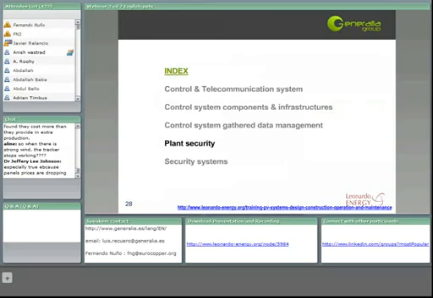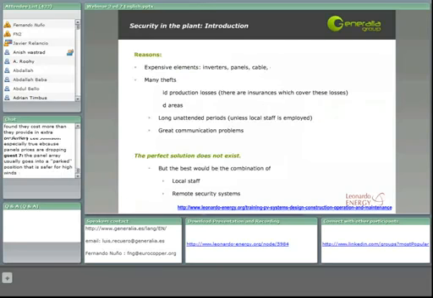We will end this webinar session with the plant security and the different security systems to be installed in our solar plant. It is important to know that there is not a perfect solution in order to completely guarantee the security of our solar plant. But from our experience, we know that the best solution will be combining both local staff and remote security systems.